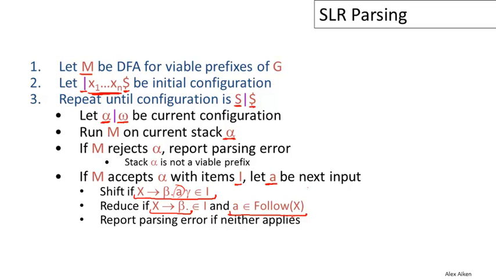Now, one interesting thing about this algorithm: if you read it carefully and think about it for a while, you'll realize that this step is actually not needed. We don't need to check here for whether M accepts the stack or not. Because this step down here, where we report a parsing error if neither of these steps applies, already implies that we will never form an invalid stack, that our stacks will always be viable. The parsing errors will be caught at this line, and we won't pollute the stack with symbols that can't possibly result in viable prefixes. So in fact, this error check here is not needed. M is always going to accept the stack.